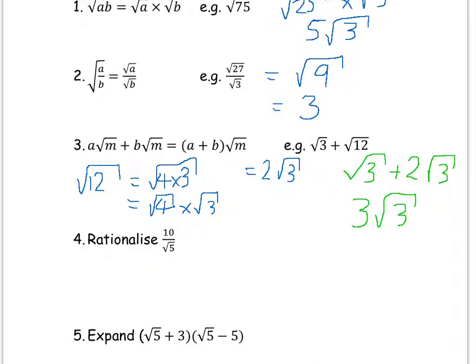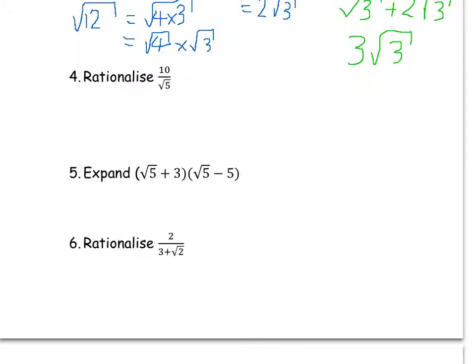Right, rationalising the denominator is a really important skill, and there are two examples we're going to look at, one at number 4 and one at number 5. Rationalising the denominator is basically getting rid of this root 5 on the bottom, because it doesn't look very good. So we like to convert these so that all roots are on the top of a question. So we're going to multiply both the top and the bottom by root 5, and you'll see what happens.